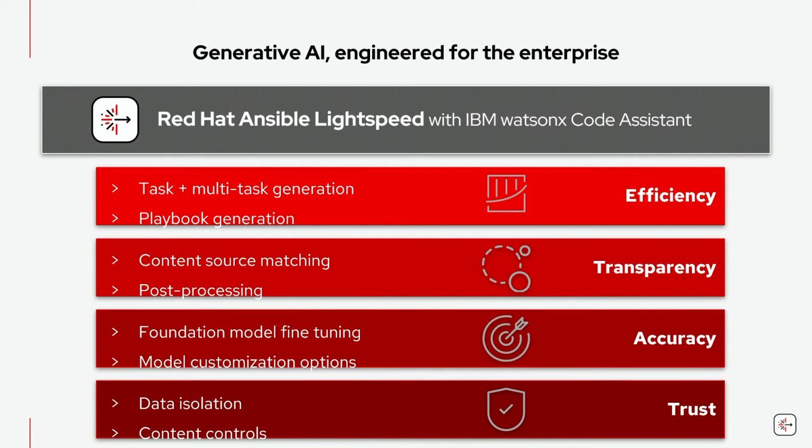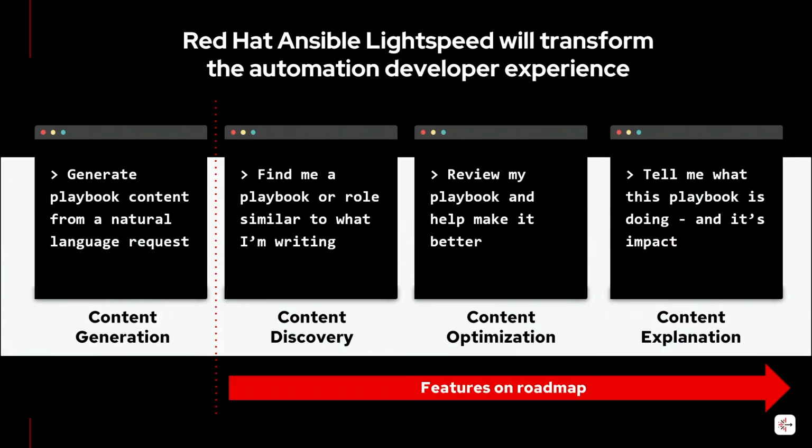This is why we think this is really the future of generative AI. Red Hat Ansible Lightspeed with IBM watsonx Code Assistant. These are the sort of 4 topics that we think about when we're designing and building the service. Where we're going from here is great.